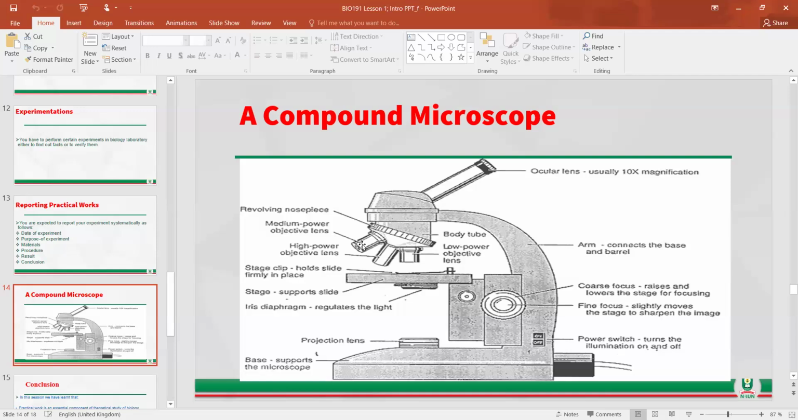We have the coarse focus and the fine focus for focusing the objects you are viewing, be it on your slide. First, you start focusing with the coarse focus, that is coarse adjustments. Then when you must have seen it, you use fine adjustment to make it clearer. And we have the power switch, which in this case is the light we'll be using. We have the stage where we put our slides. Then we have the projection lens.